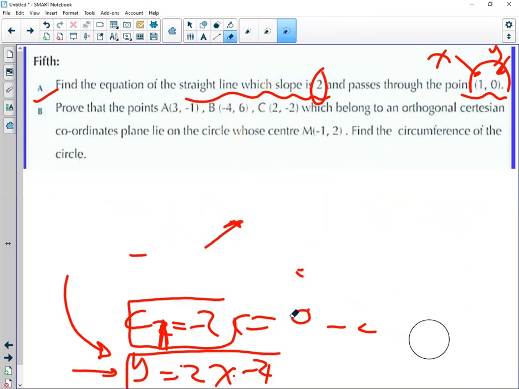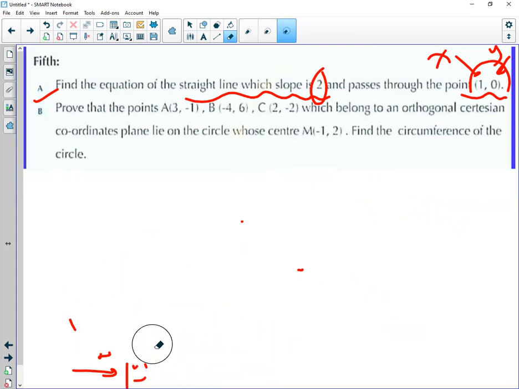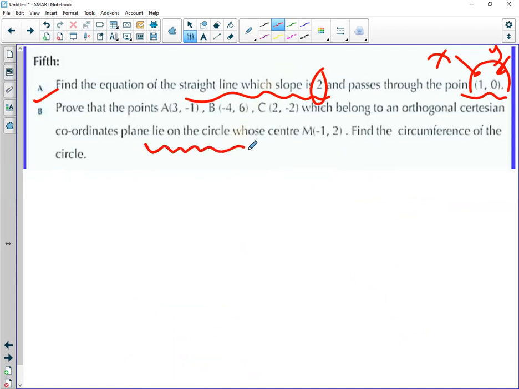To get the circumference of the circle, we know the rule: the circumference of the circle equals 2 pi r. But first, we need what? The r, the radius. Who can tell me what we need? The radius. We need to prove the 3 points lie on the circle.